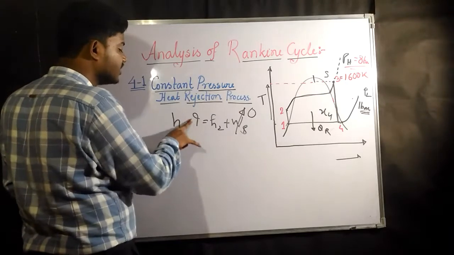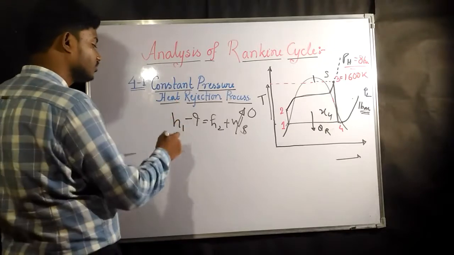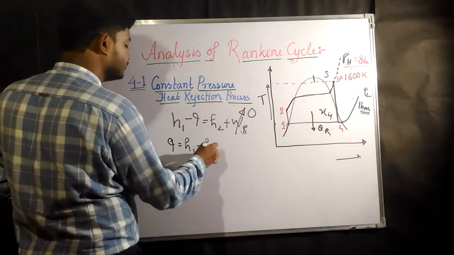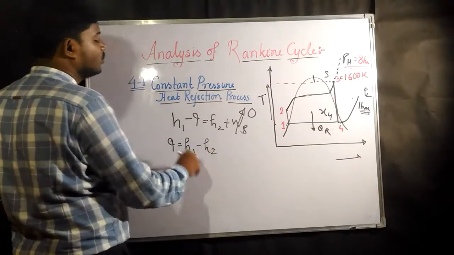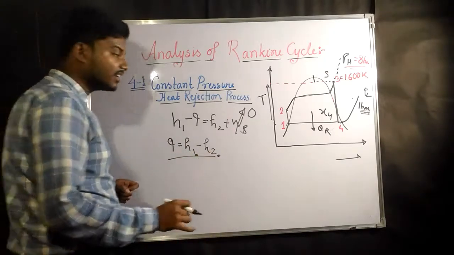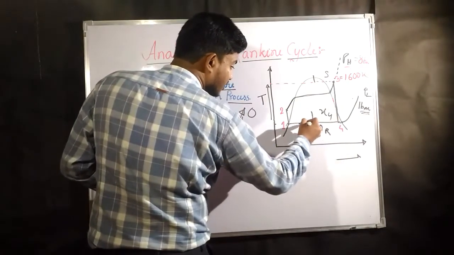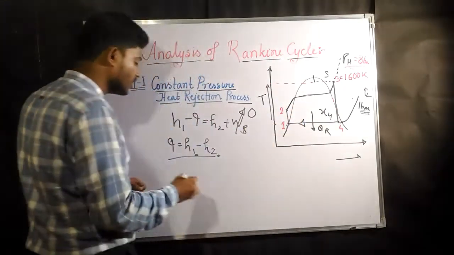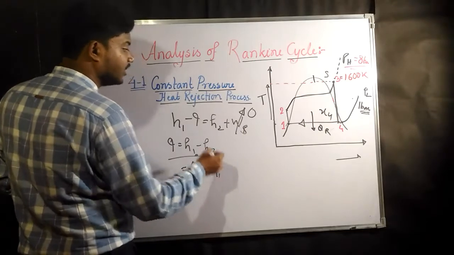Now heat rejection is what? Heat rejection is going to be negative, because heat is getting rejected from the system. So Q will be nothing but H1 minus H2. This is the general case, where H1 is the initial condition and H2 is the final condition. From the condenser, the initial condition is H4 and the final condition is H1. So this is going to be nothing but H4 minus H1.